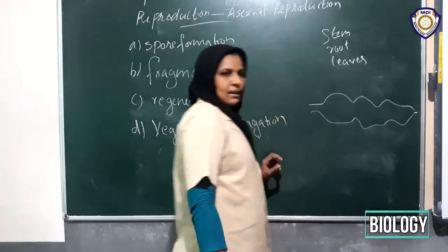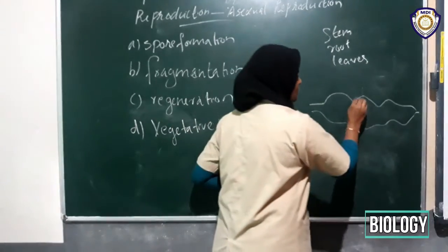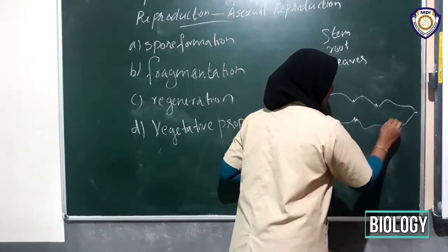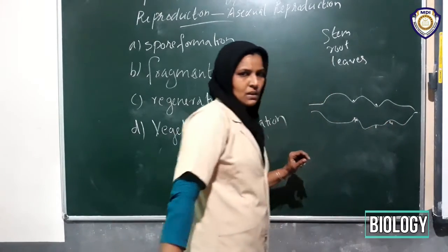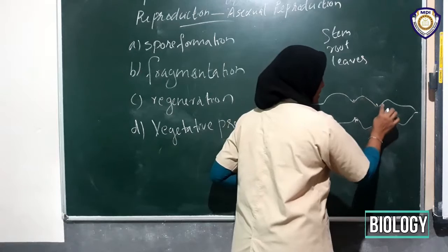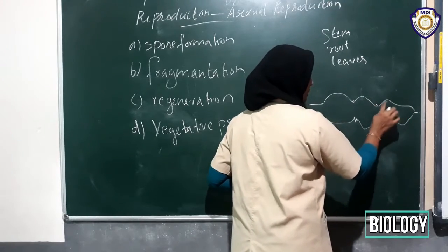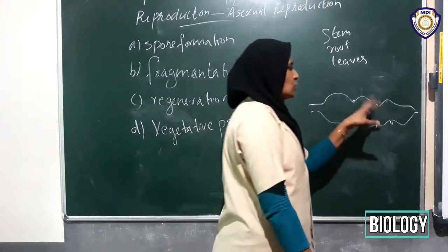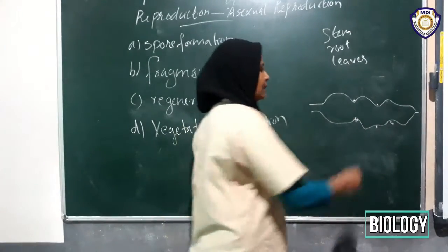So these are the leaves. Here, these are called leaf notches, from where the roots are developed. This is called the leaf margin. In their leaf margins you can see notches here. From each notch they start to develop their roots.